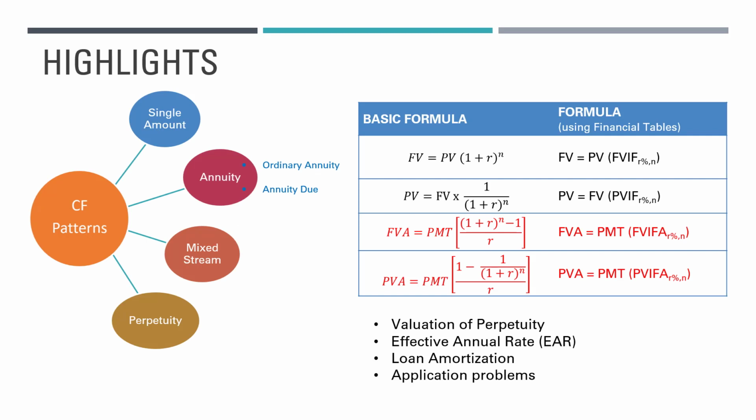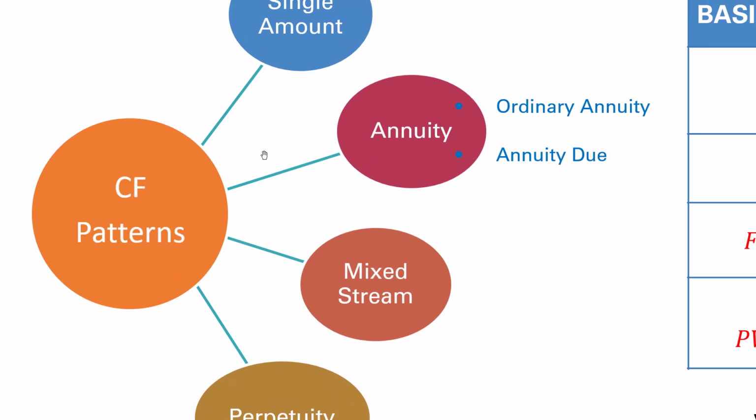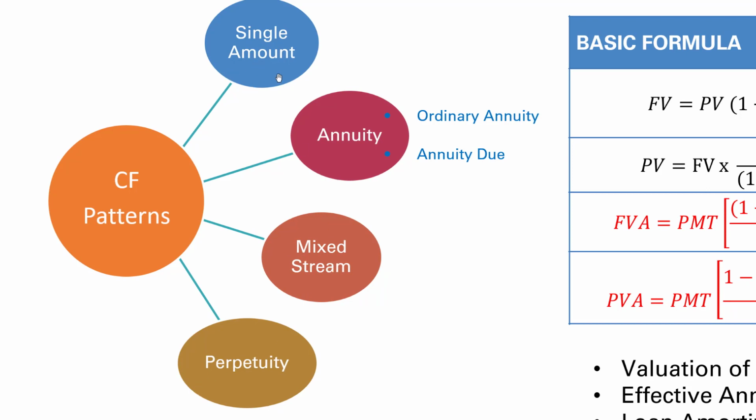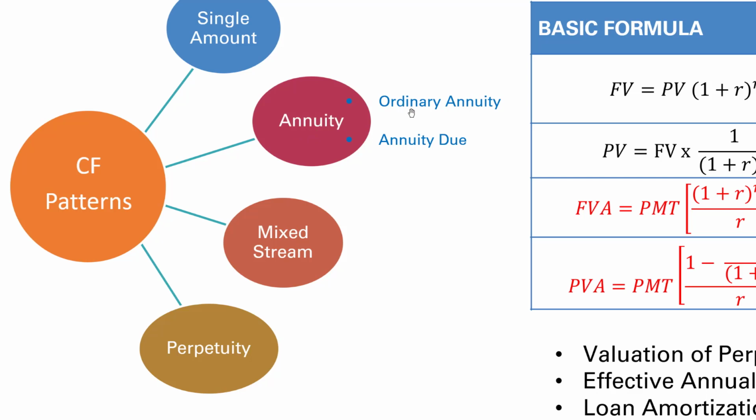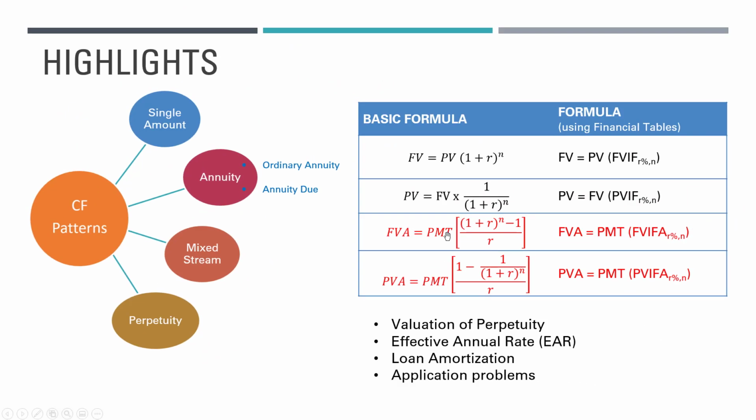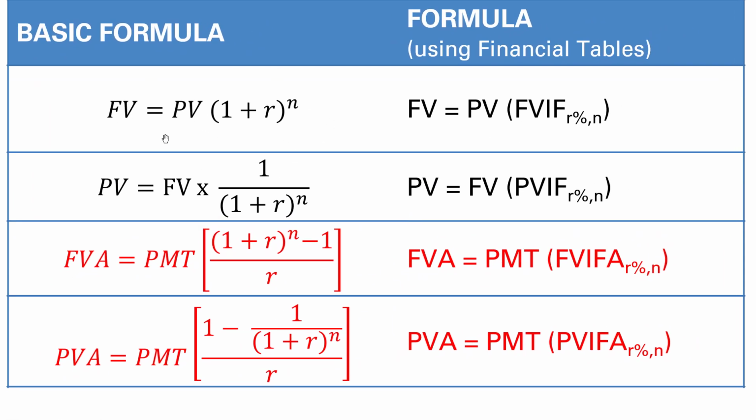Here's the highlight of time value of money concept. It's very important for you to know how to identify different cash flow patterns by now. So there are 4 different cash flow patterns. Please make sure that you know how to draw a timeline and recognize each one of them: single amount, annuity, so 2 types of annuity, ordinary annuity or annuity due, mixed stream, and perpetuity. Another main takeaway from this particular chapter is that you have to know very well in and out the basic formula for the time value of money on future value calculation and present value.